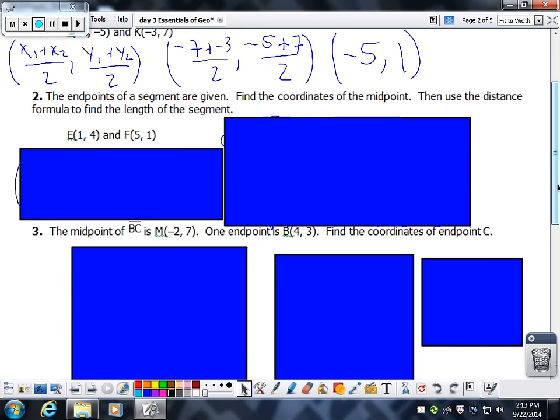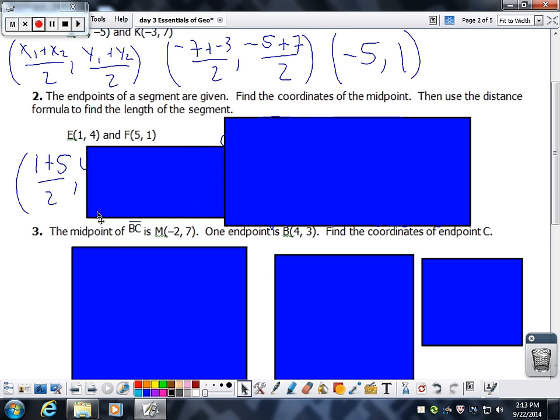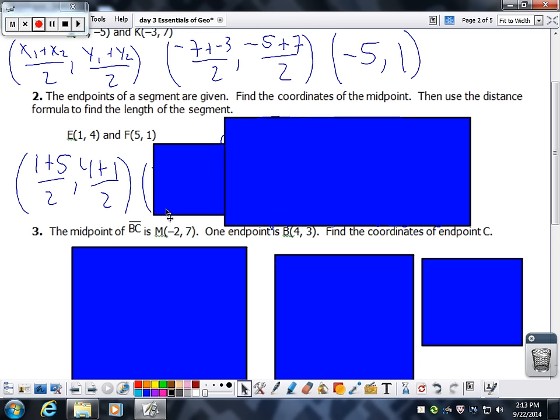For number 2, the endpoints of a segment are given. Find the coordinates of the midpoint, then use the distance formula to find the length of the segment. So first, again, we're going to find the midpoint using our midpoint formula. (1 plus 5) divided by 2 is our x midpoint, and (4 plus 1) divided by 2 is our y midpoint, which gives us (3, 5/2).